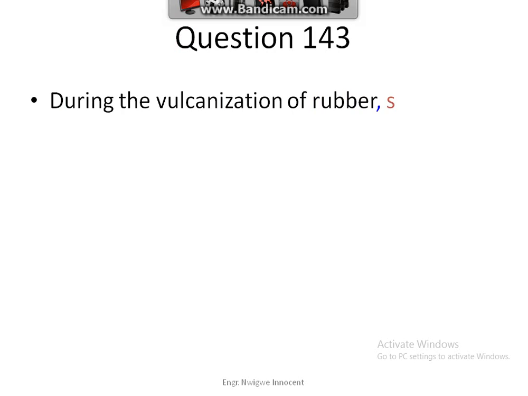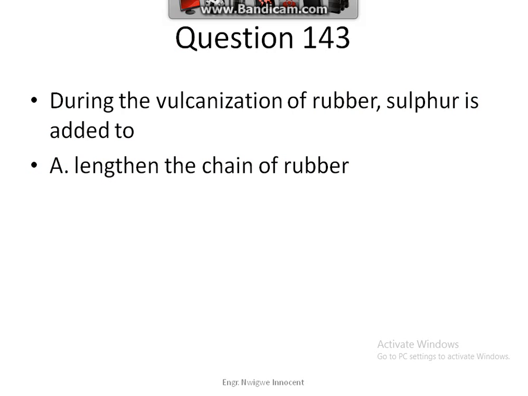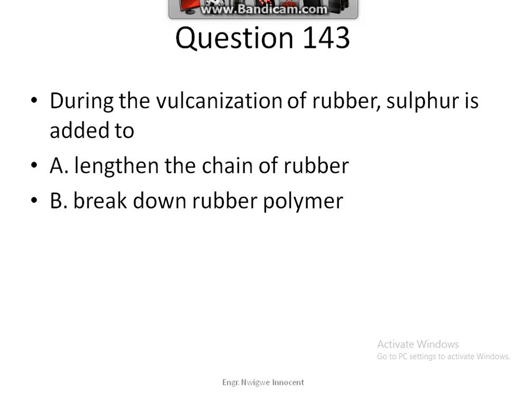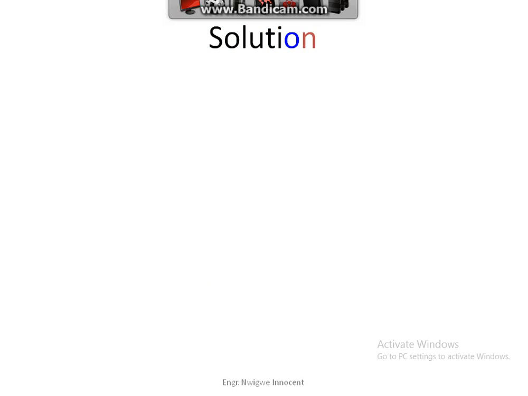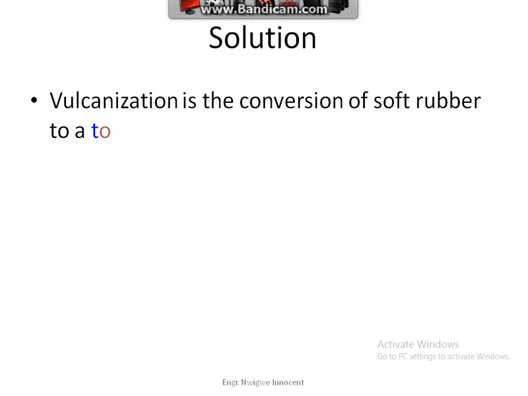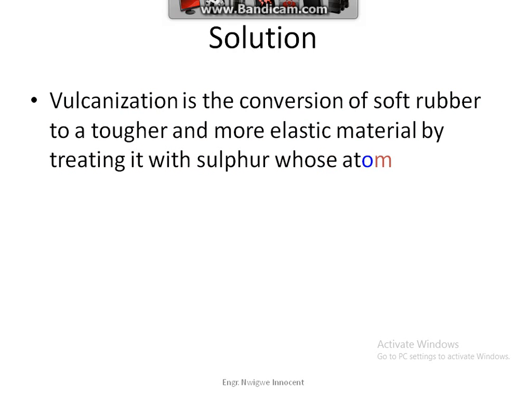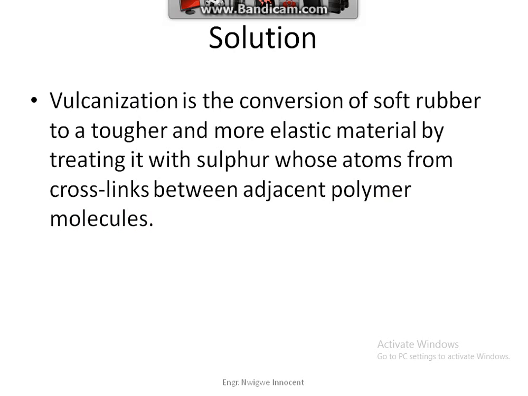Question 143. During the vulcanization of rubber, sulfur is added to A. Lengthen the chain of rubber, B. Break down the rubber polymer, C. Act as a catalyst, D. Bind rubber molecules together. Solution. Vulcanization is the conversion of soft rubber to a tougher and more elastic material by treating it with sulfur, whose atoms form cross-links between adjacent polymer molecules. Therefore, the answer is D.